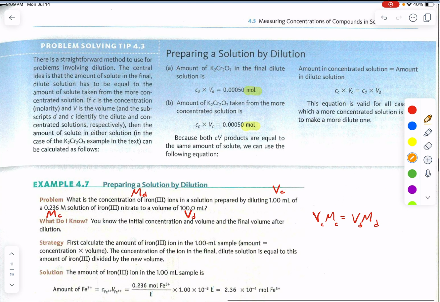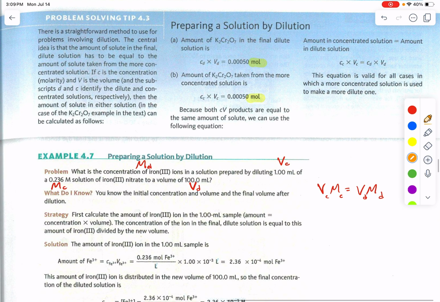And so here's a review of preparing a solution by dilution. This may be the first time you've seen the letter C being used for concentration. I always like to use the word M because we're typically talking about molarity for my concentration. So instead of CV or VC, I like to use VM or MV when I use this equation. And most commonly, I use volume times molarity equals volume times molarity.